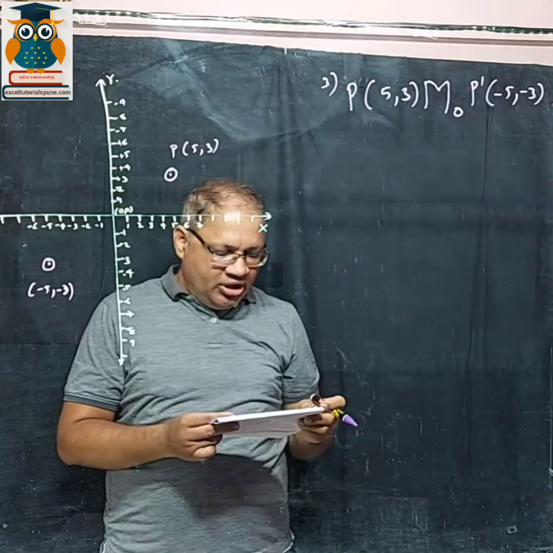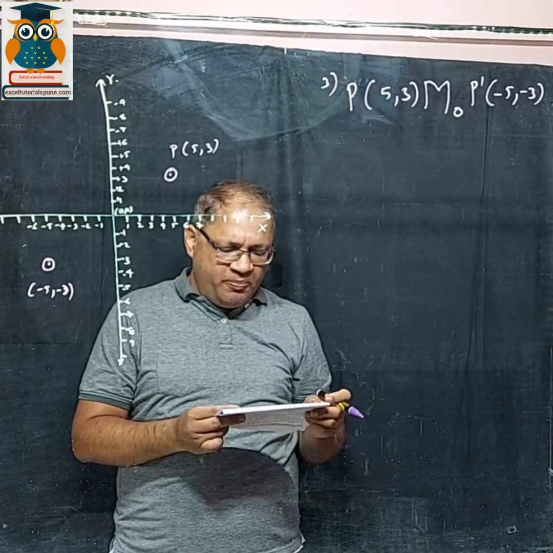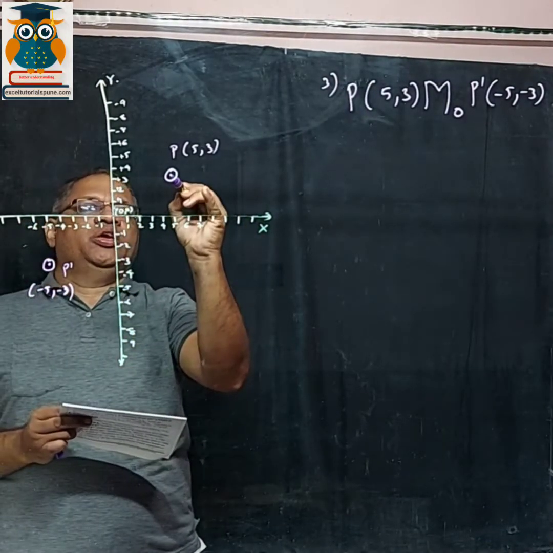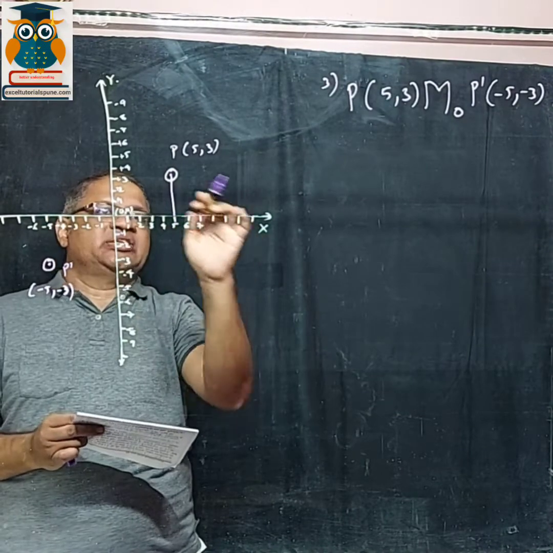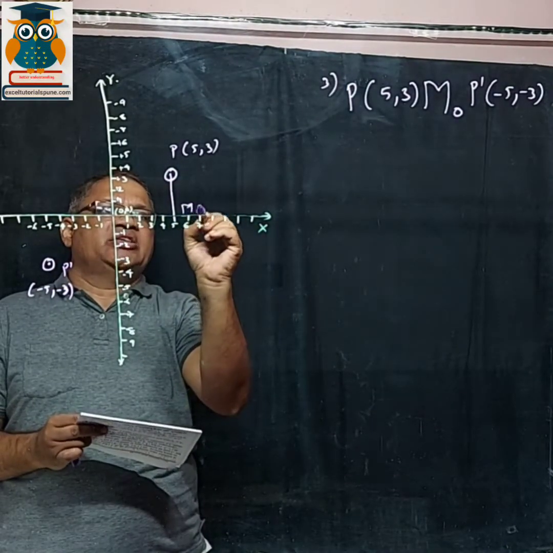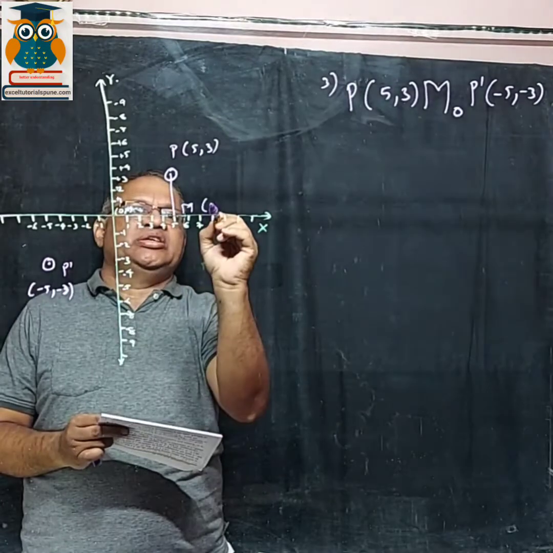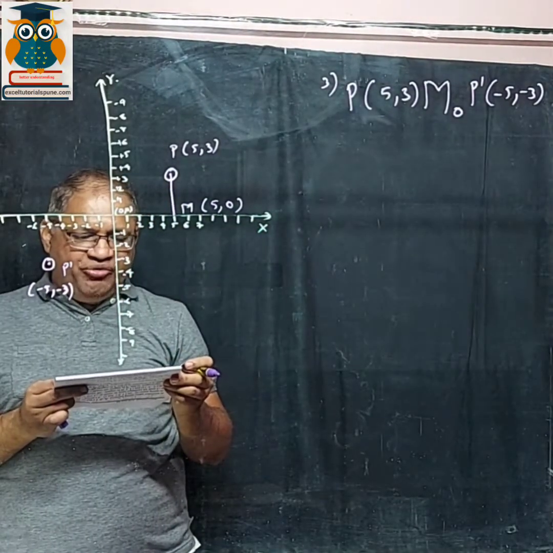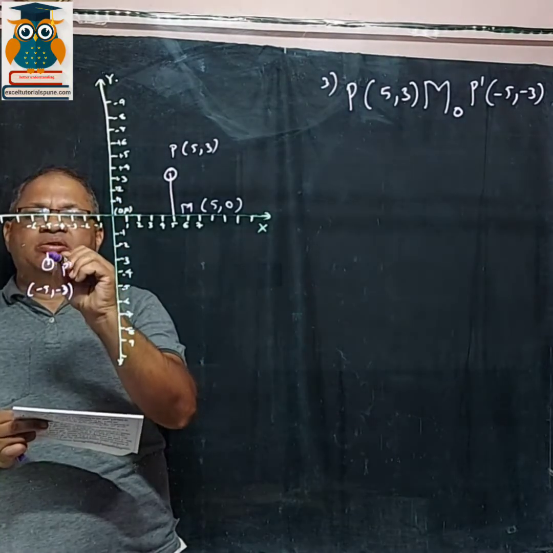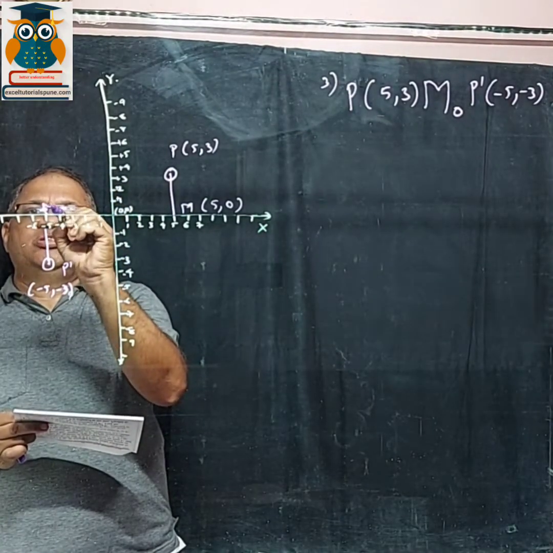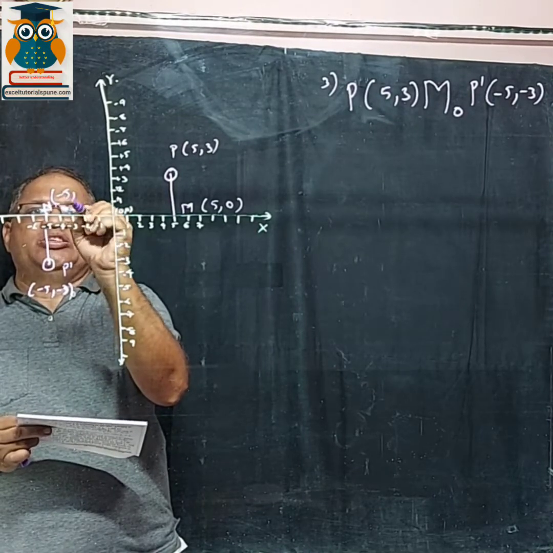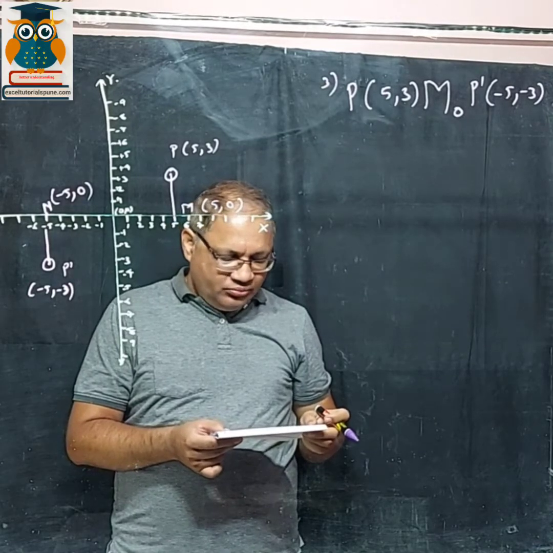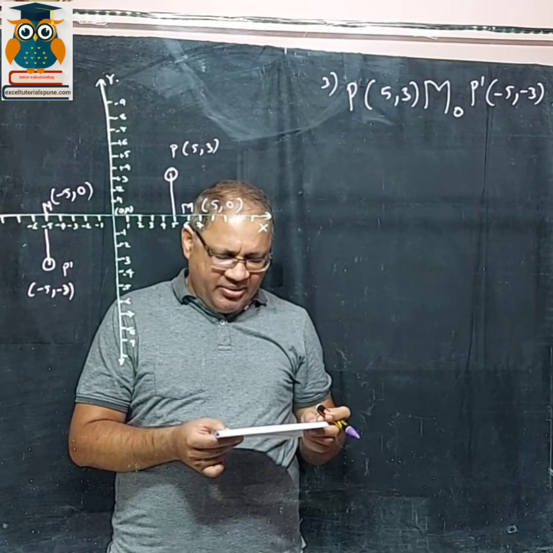And they are saying if M is the foot of the perpendicular from P to the x-axis. P to the x-axis. So this is the x-axis. P towards the x-axis. And that is M. So any point on the x-axis, y is 0. Okay, and N is the foot of the perpendicular from P dash to the x-axis. So let's go like that. So this is N. And the coordinates of that will be minus 5 comma 0. Now find the coordinates of M and N.